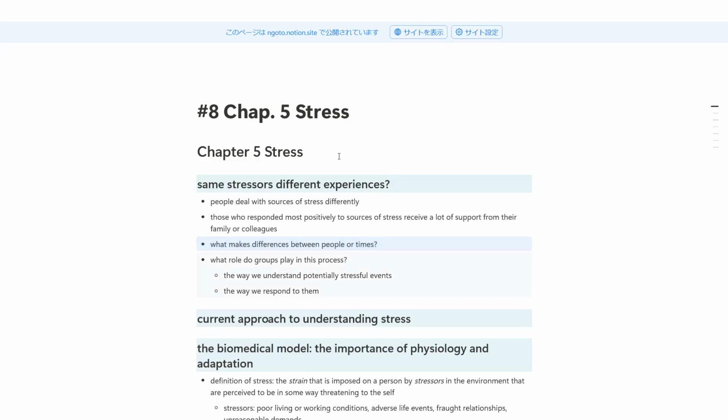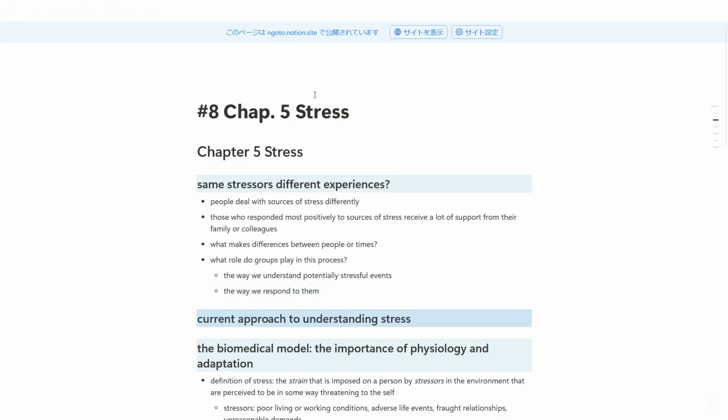As I said, the focus of this course is on groups, so we will talk about what role groups play in this process. We will particularly focus on the way we understand potentially stressful events and the way we respond to them. How we understand a stressor and how we respond to a stressor could be different based on what kind of groups or how many groups you belong to.